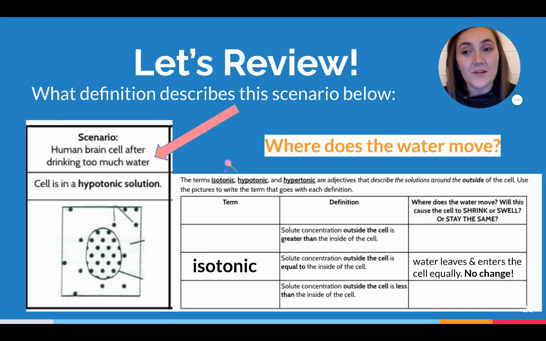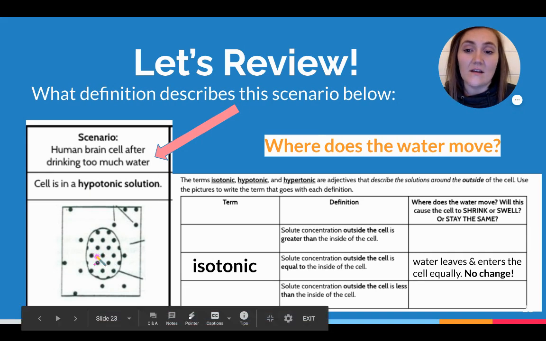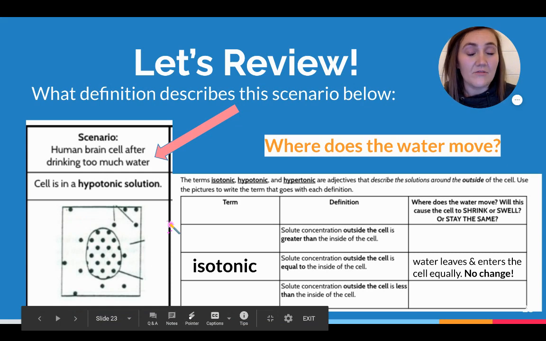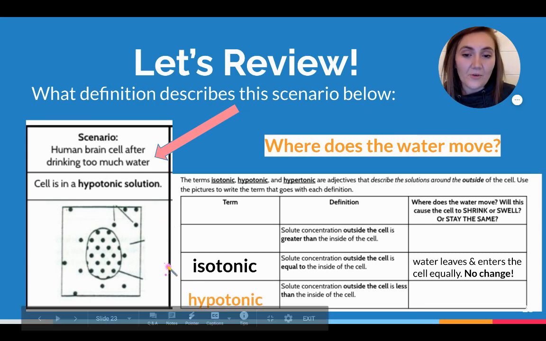All right, here's the next one, the scenario. Human brain cell after drinking too much water. The cell is in a hypotonic solution. So here we can see that there is a lot of solute inside the cell and fewer solutes on the outside. So figuring out what definition that term goes to, we're looking at this bottom one down here.